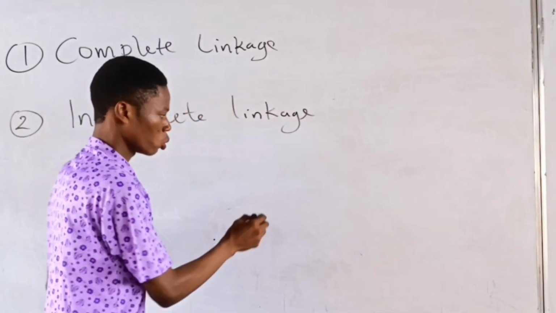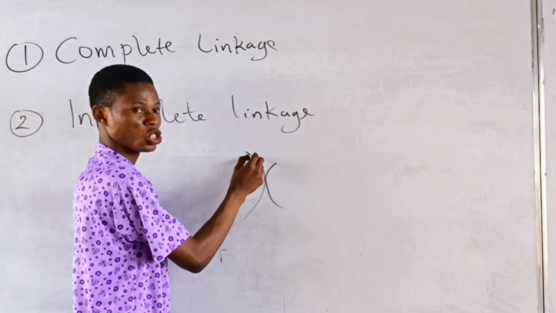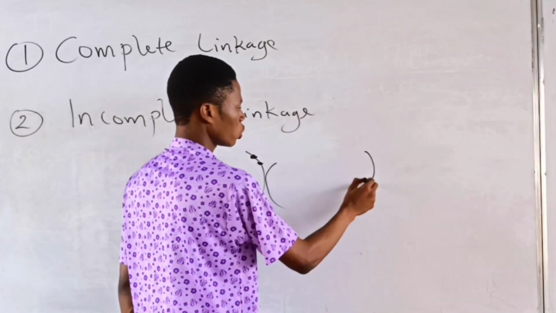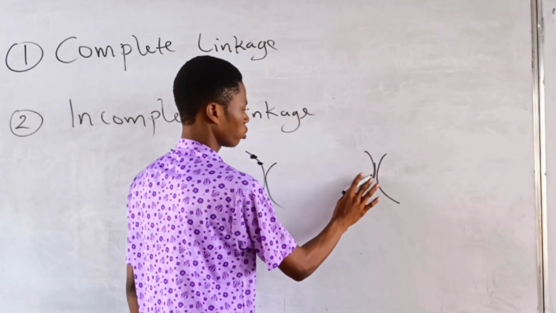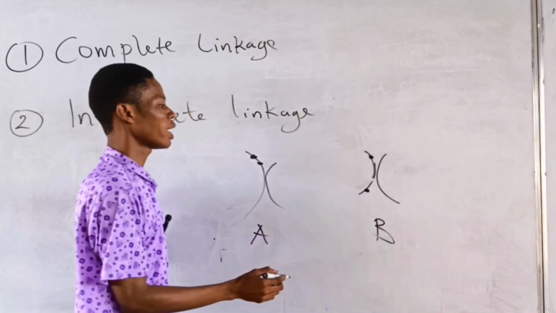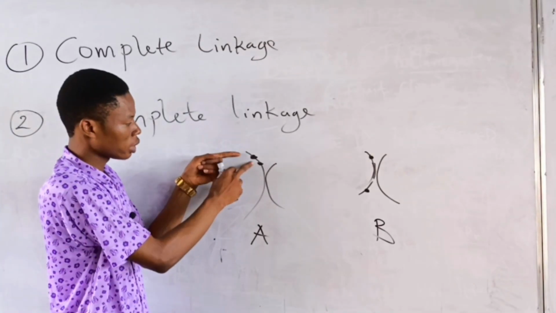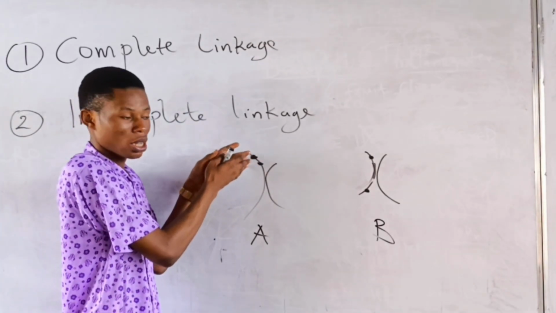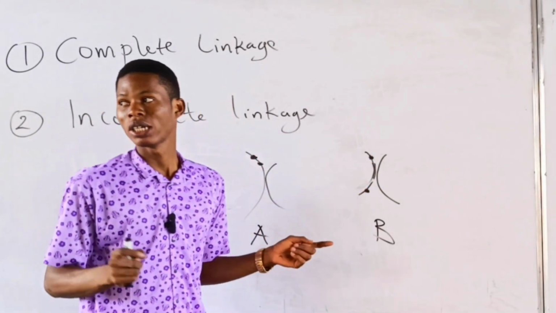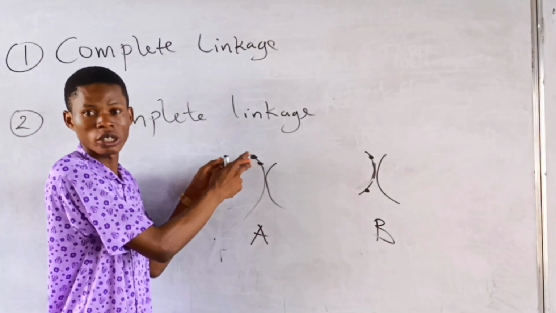Let's look at this as our chromosome. This is our chromosome, and let's look at this dot as our gene. This is case 1, and this is case 2. Now let's look at these two cases. In this one, you can see that the genes are located very close to each other, right? Here, they are still on the same chromosome, but they are a little far apart.